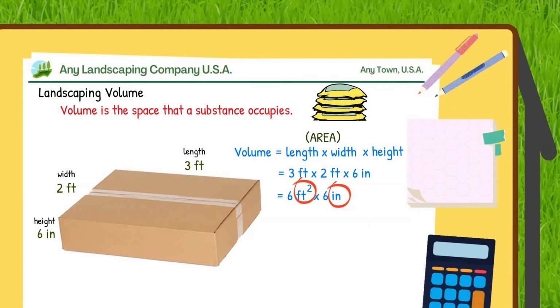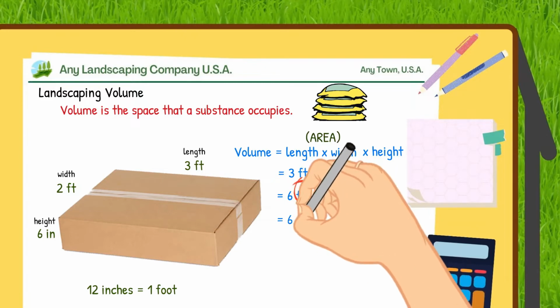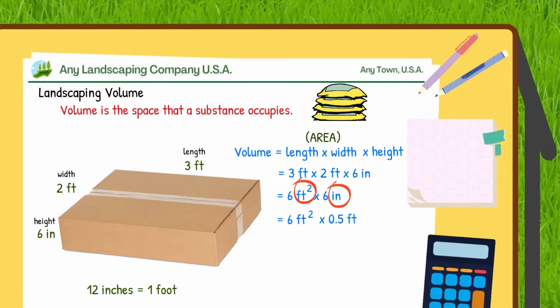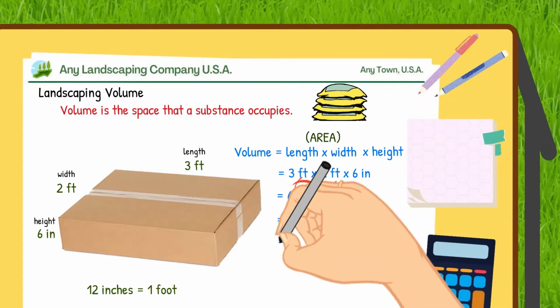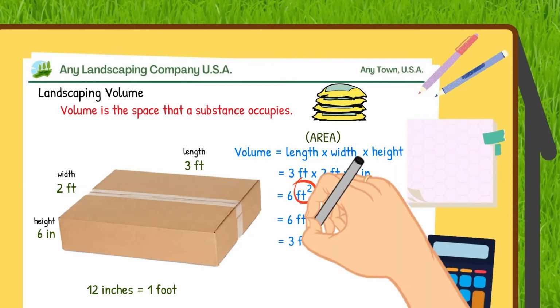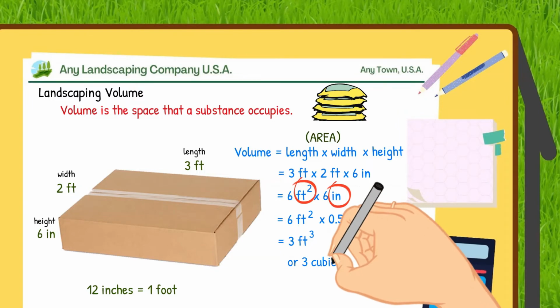We have to make sure our units are the same by converting our height in inches to feet. We know that there are 12 inches in a foot. Let's divide our number by 12, and we get 0.5 feet. Now that our units are all the same, let's multiply 6 by 0.5, and we get 3 feet. Since we have 3 measurements, let's add the number 3 next to our unit, feet. So that's 3 feet cubed or 3 cubic feet.